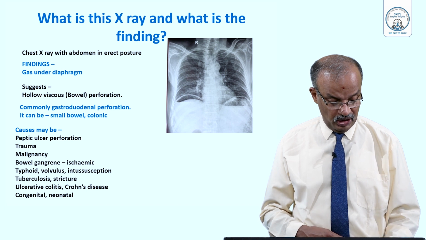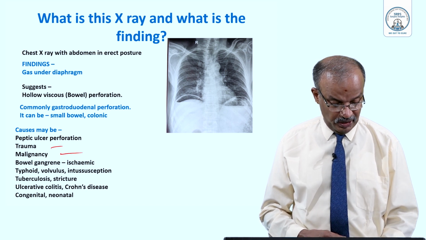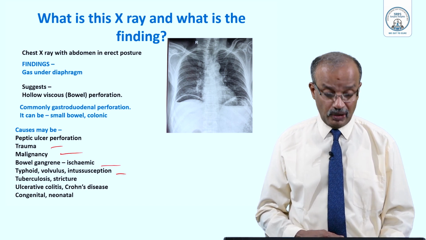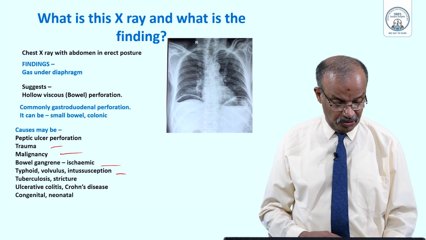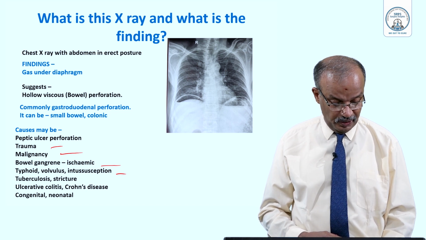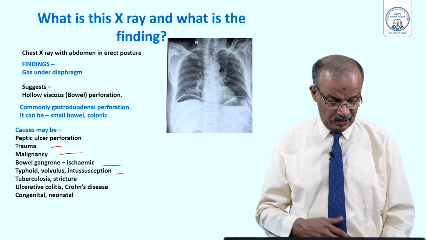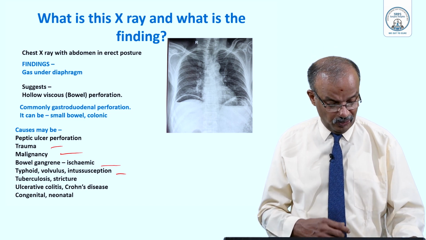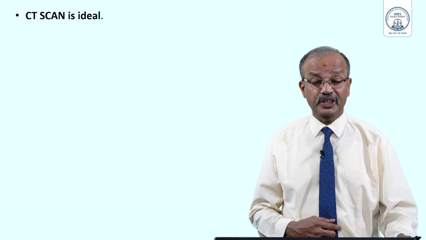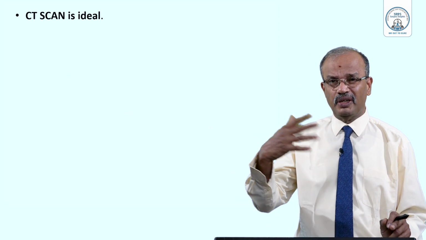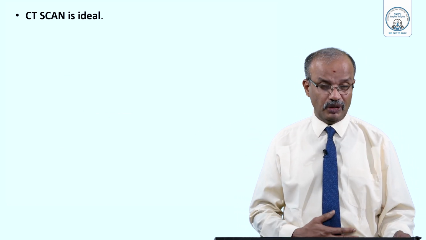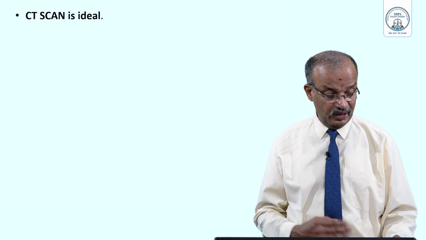So causes may be peptic ulcer perforation, trauma, malignancy, ischemic, typhoid, volvulus, intussusception, tuberculosis, stricture in the bowel, ulcerative colitis, Crohn's disease, even congenital conditions in a neonatal period, in children, also different causes may be there. So all these conditions you have to remember. So CT scan is ideal. Once you do that, it's very typical. X-ray is very typical. There is a perforation. Surgery is the treatment, nothing less than that.